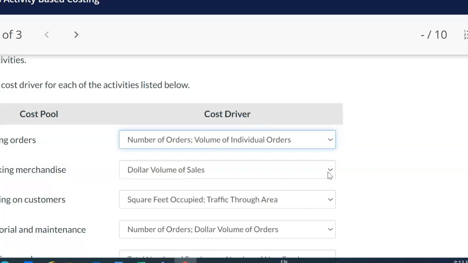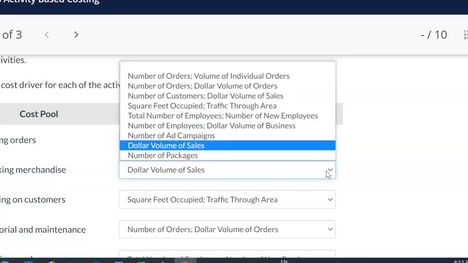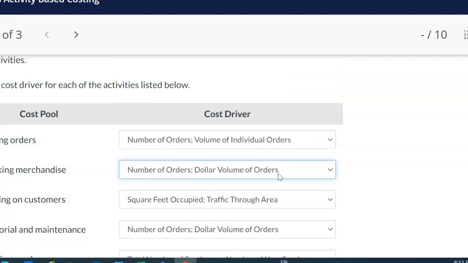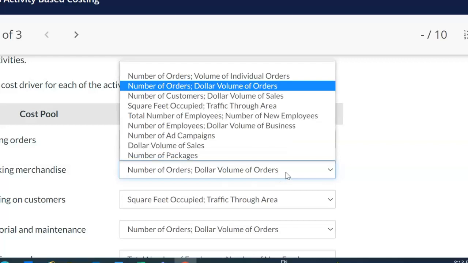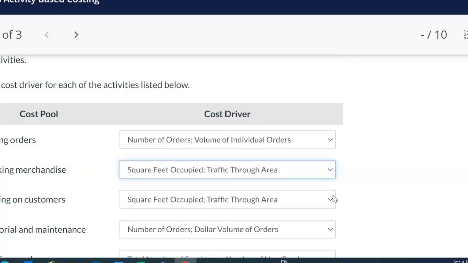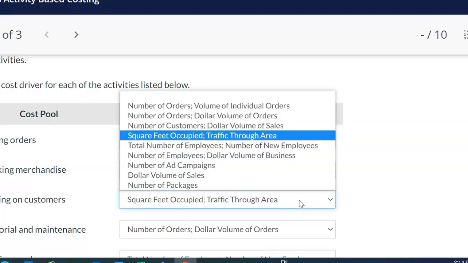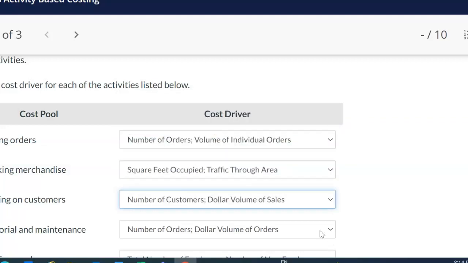Stocking merchandise. No, I don't think that would be the dollar number of sales. Number of orders. The second number. This one? I think maybe square feet. Stocking merchandise. Maybe. I don't know. Okay, let's go to the next one. Waiting on customers, the number of packages? Now, that wouldn't be square feet. Waiting on customers wouldn't be square feet. I don't know what they mean by waiting on customers, but number of customers. Yes. Yeah, dollar volume of sales. The more sales, the more you're waiting on them, I guess.